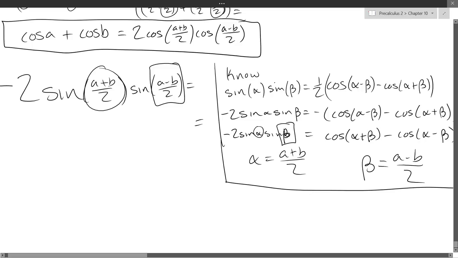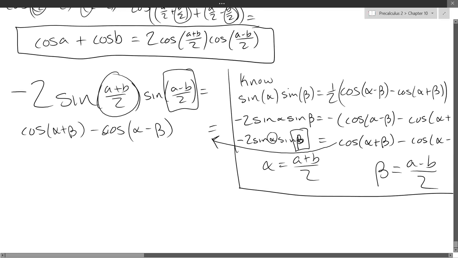So I am now using this form right here. So we've got negative 2 sine alpha sine beta is cos alpha plus beta minus cos alpha minus beta. So from here you can simplify. You have to substitute in alpha and beta and then go ahead, and things should cancel out really nicely to what we had the first time. It will be very similar. So go ahead and finish this off.